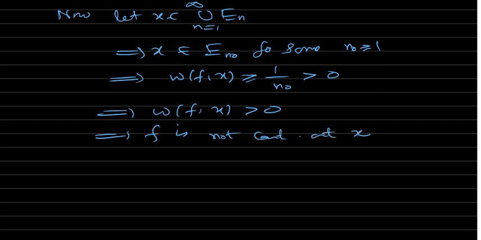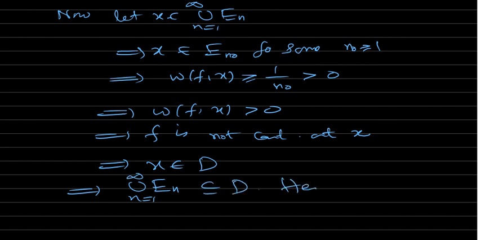So X must be in D, because D is the set of discontinuities of F. So X is one of the points in this union E_n, n runs from 1 to infinity. It is in D, and hence we have the equality: D is equal to the union of E_n, n runs from 1 to infinity. So therefore D is of type F sigma.